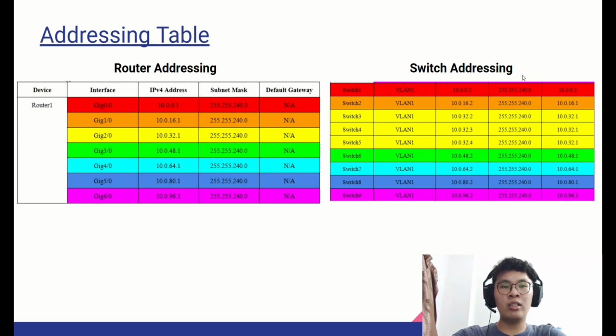There are a total of 9 switches in the network design. Each switch has interface VLAN 1 and their IPv4, and they have been assigned unique IPv4 addresses as well. And the default gateway for each switch is the IPv4 address for the interface from the router connected to their respective subnet.